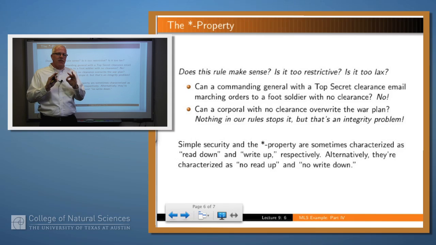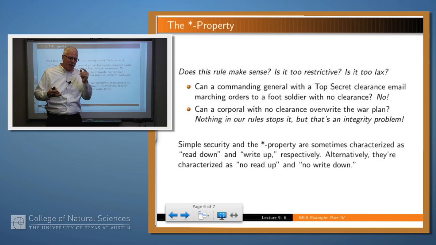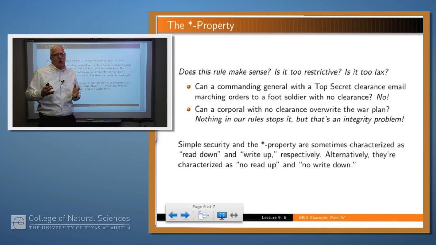One might think the following. Simple security is a very intuitive rule. I shouldn't be able to read information above my level, right? But how about the star property? Well, the star property has some sort of unintuitive consequences if you think about it, right?